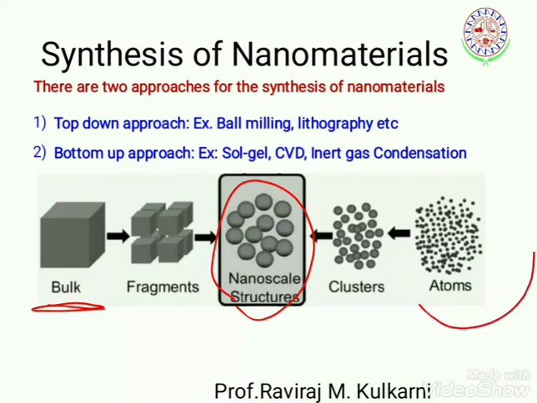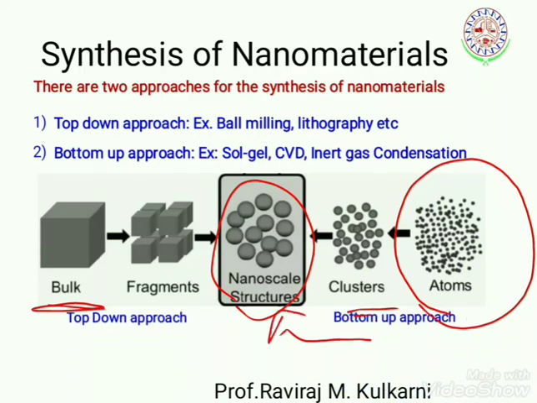From bottom means you join atoms by atoms, then you form clusters, and then you form nanoparticles. So this is the top-down approach and this is the bottom-up approach. Both have advantages and disadvantages. The advantage of top-down approach is you can prepare nanoparticles in bulk, in large quantities, whereas in bottom-up approach you cannot prepare in large quantities, but you get better nanoparticles. You can control the particle size. In bottom-up approach, you can get the same size nanoparticles.